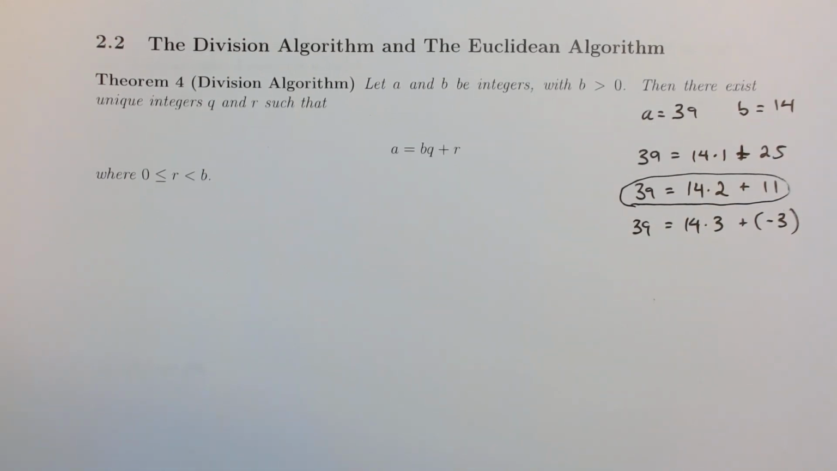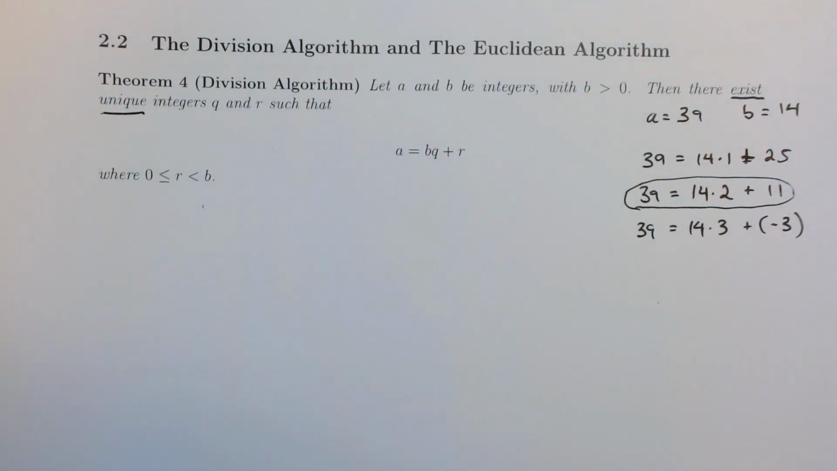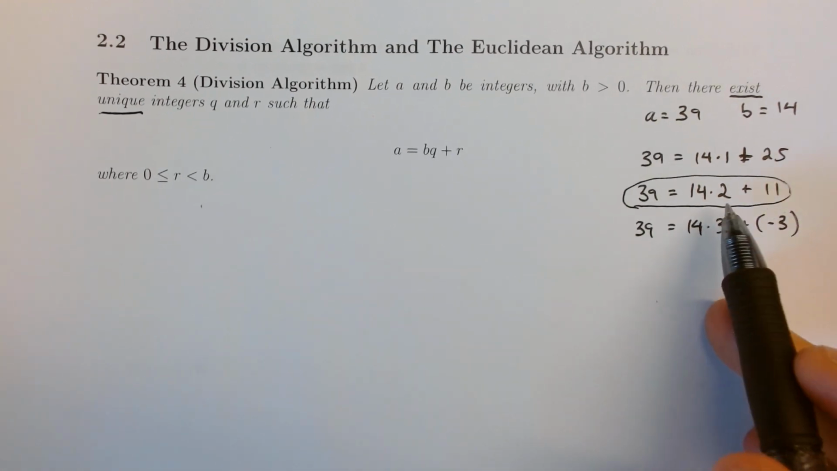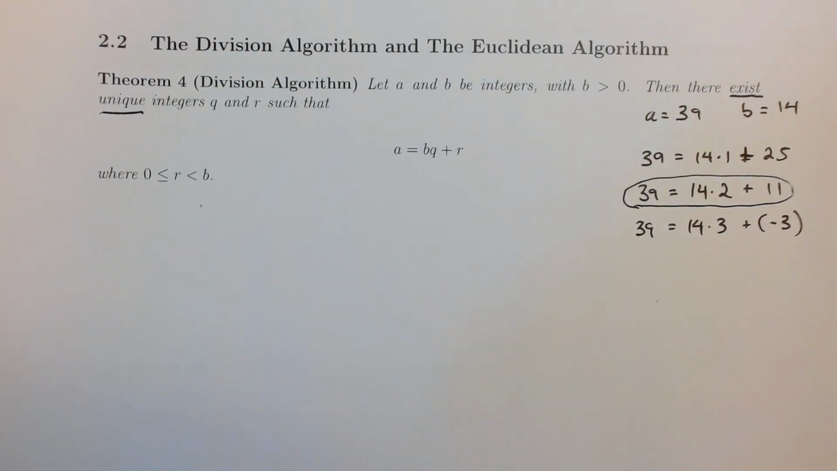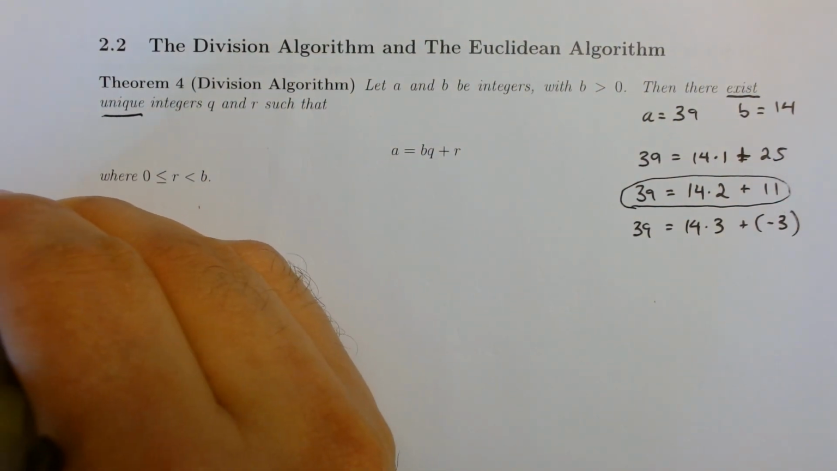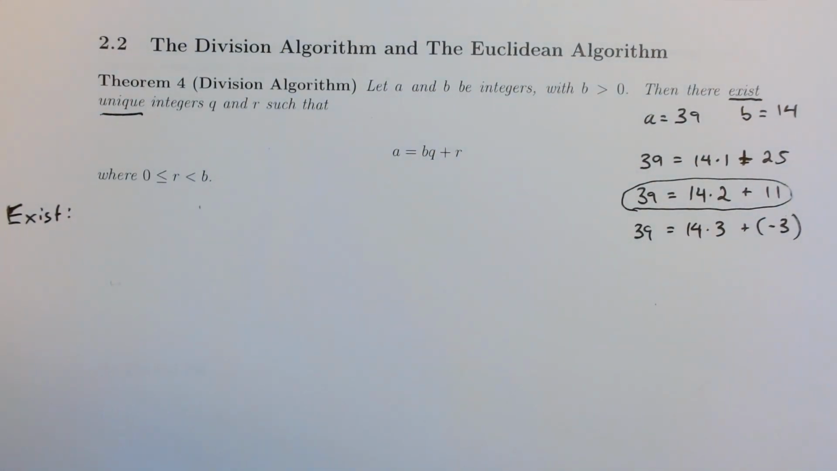Again, this might feel obvious because we're pretty used to dividing numbers and what we get as a remainder, but how do you prove such a thing? Whenever you want to show something exists and is unique, you want to prove those things separately. So first we'll prove the existence of a pair q and r that satisfies this, and then we'll show the uniqueness. So the first phase is the existence part of the proof.